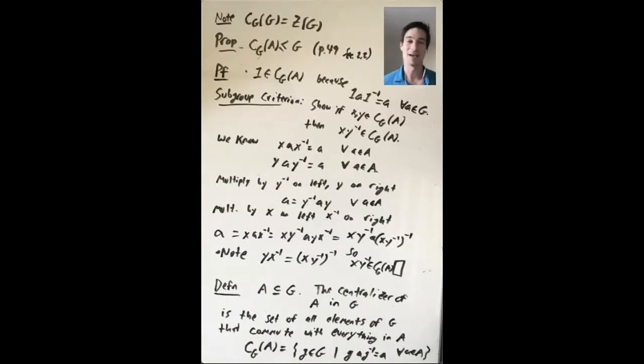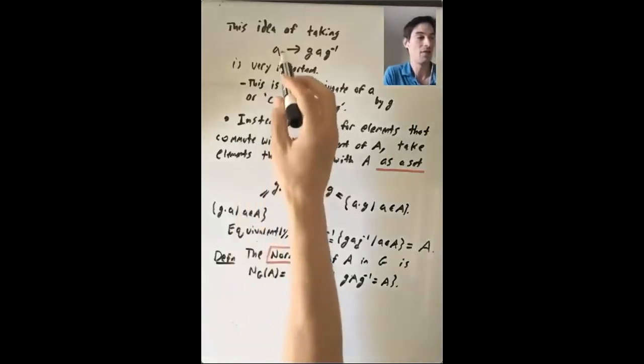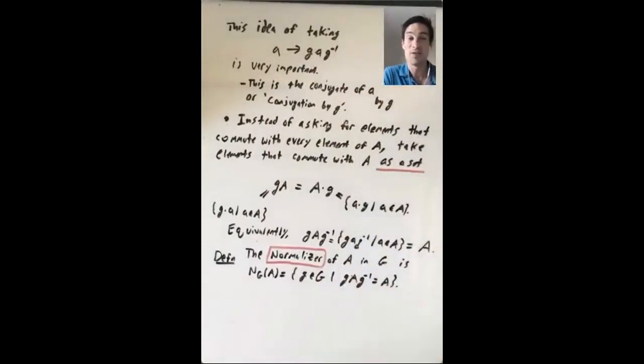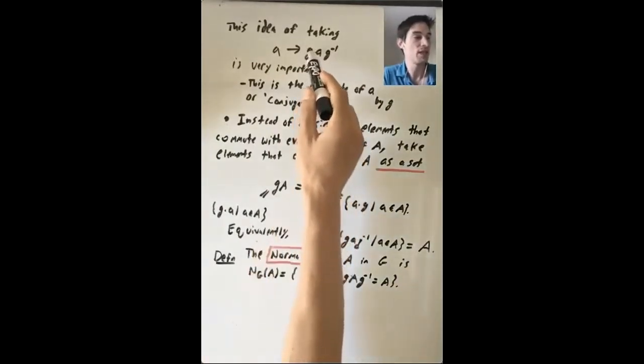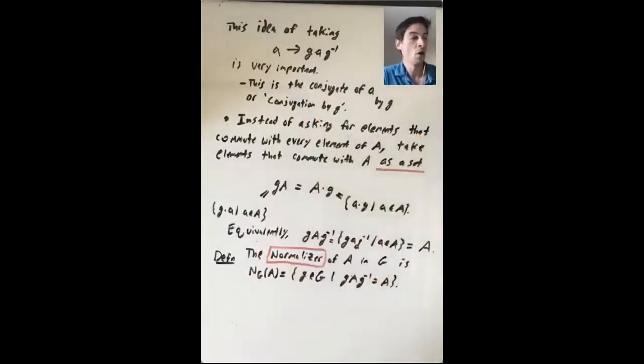So I'll pause and erase, and then we'll talk about a slightly different idea of finding subgroups within a group, which is instead of taking a centralizer, taking a normalizer. Before moving on, I want to emphasize that this idea that came up when talking about centralizers, of looking at an element A and then looking at GAG inverse, is very important. This is going to come up again and again throughout this course. Sometimes we say that GAG inverse is the conjugate of A by the element G. This operation that we're doing is called conjugation by G.